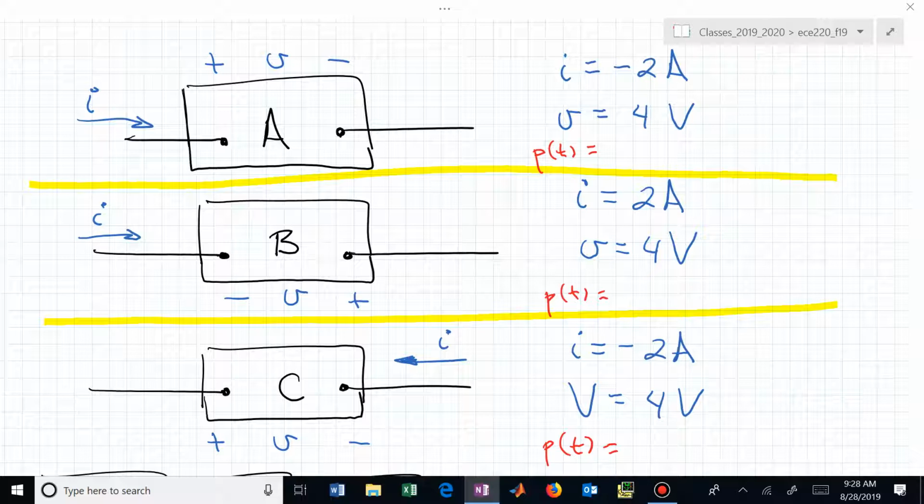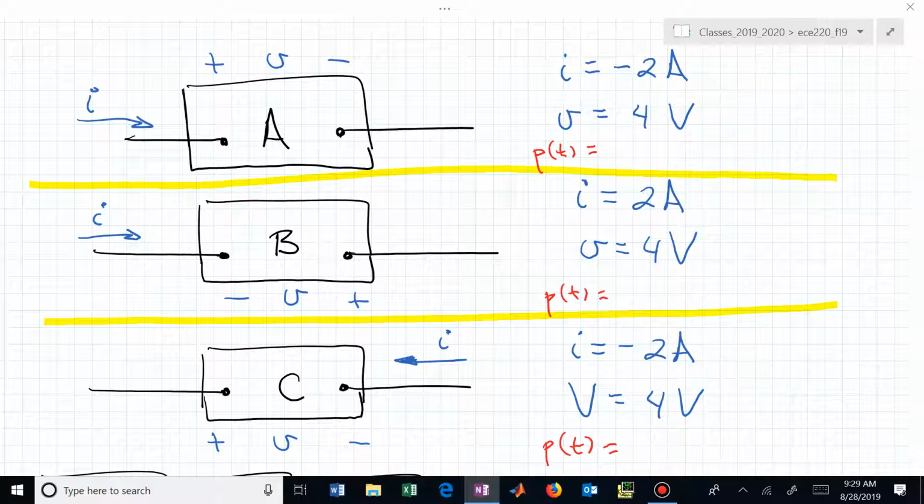So if you ended up with negative power absorbed, what does that tell you? I'm absorbing minus 20 watts. What does that mean? That means I'm actually supplying the rest of the circuit with 20 watts. If I'm absorbing minus 20, then I'm actually supplying a plus 20 to the rest of the circuit. That's how you want to view these pluses and minuses on your end result.